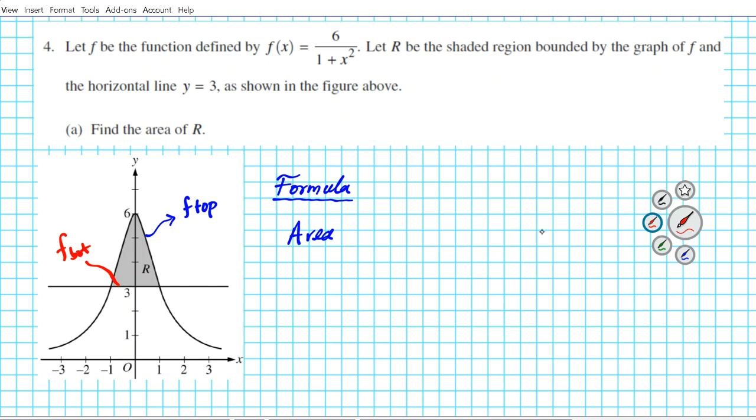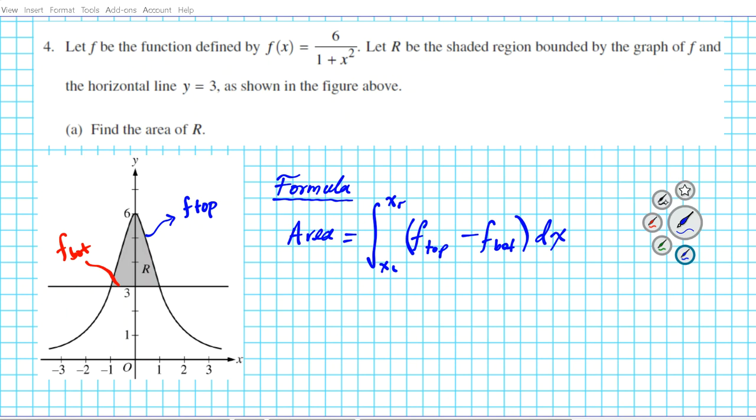So the formula for the area is going to be the integral from the x value on the left side, so x left to x right, of f top function of x minus f bottom, and we're integrating with respect to x. Had it been oriented in the left-right fashion, in a horizontal fashion, we're going to have the integral from y bottom to y top of f left minus f right. That's basically what it's going to be, and it will be dy in that case.